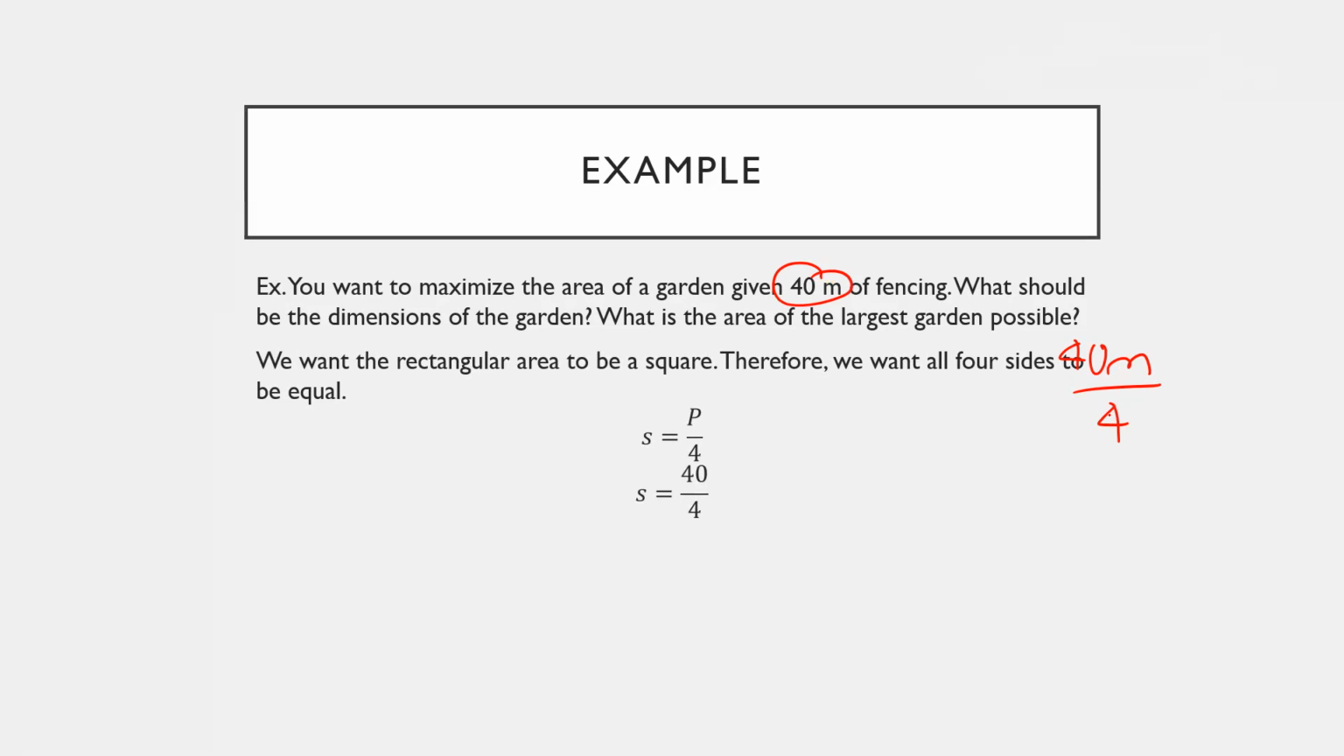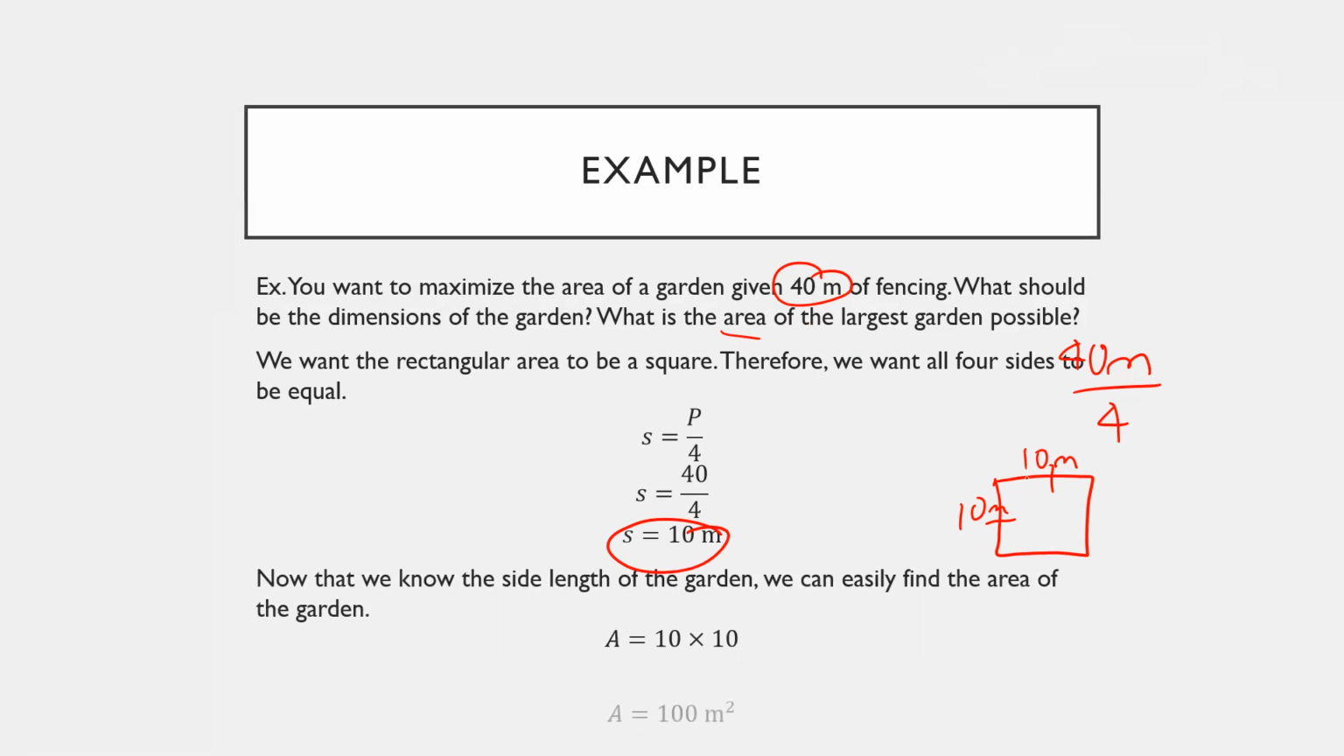So we take 40 divided by 4, which gives us 10. So that means that the side length here is 10. Once I know the side length, the follow-up question is, what is the actual area of the largest garden? Well, if all the sides are 10 meters, then I can easily find the area by multiplying 10 times 10, which gives me 100 meters squared. And that's all I have to do in that case.